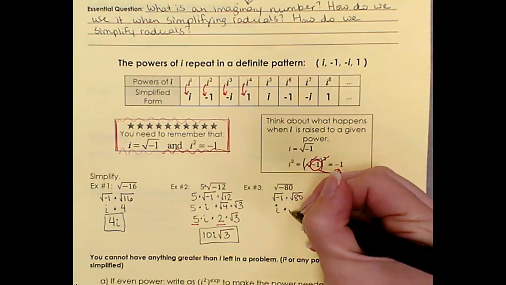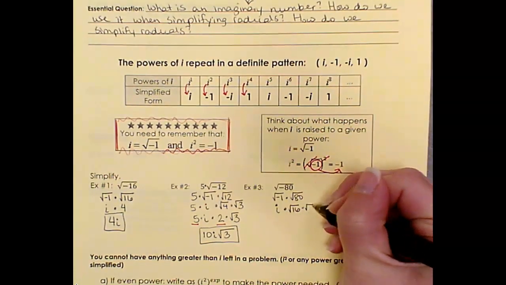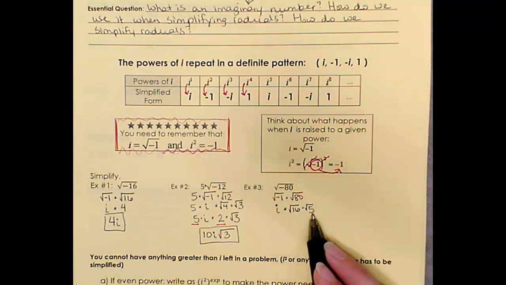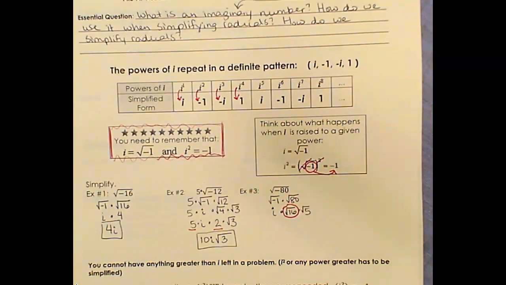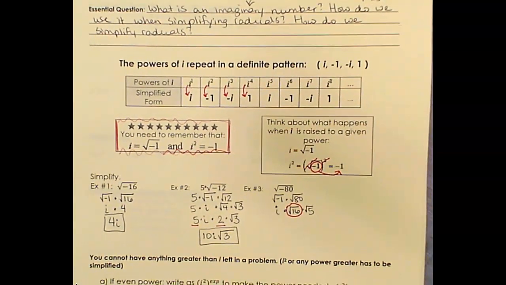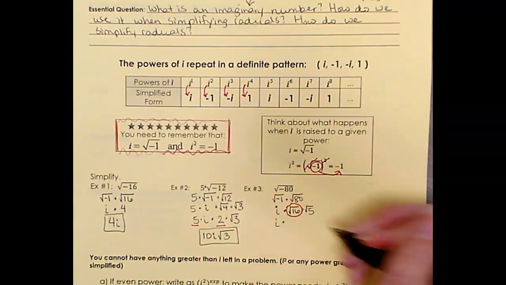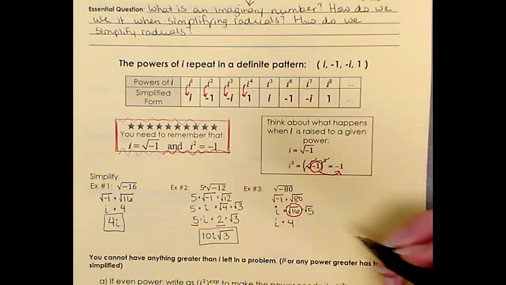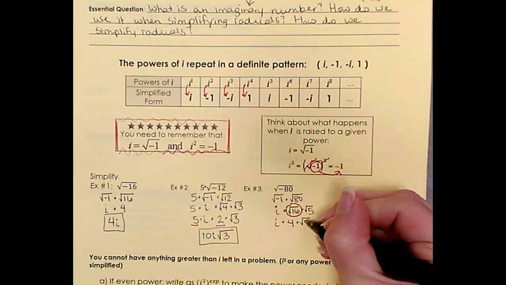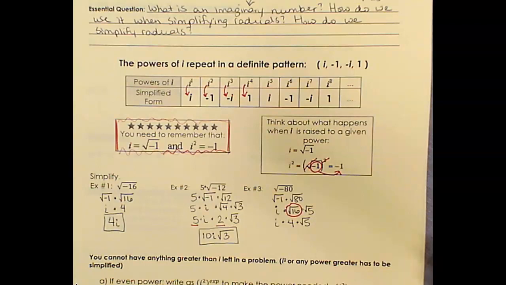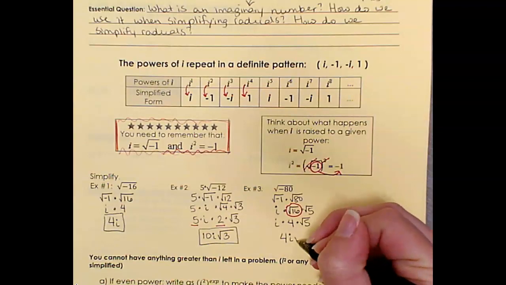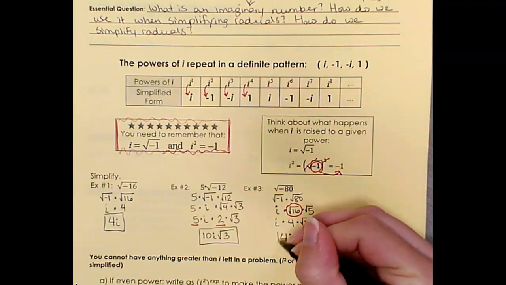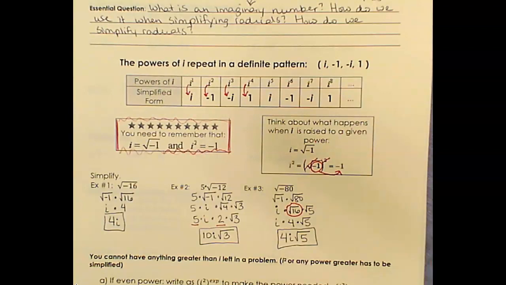So I'm going to break this up into the square root of 16 and the square root of 5, because 16 times 5 is 80. And the reason I did that is because this is a nice pretty number. 16 is a perfect square. So I have I times the square root of 16, which is 4, times the square root of 5, which can't be simplified anymore. So if I reorganize this, bring my coefficient out to the front, my variable, my radical, my radicand. Beautiful.